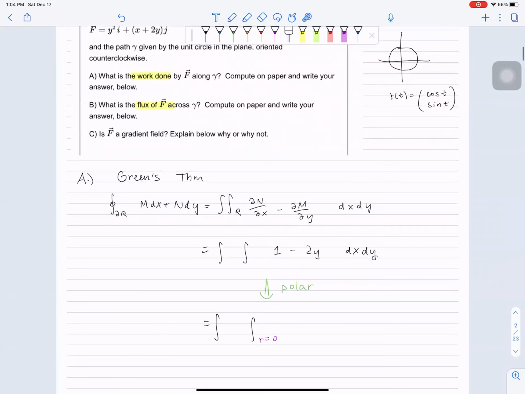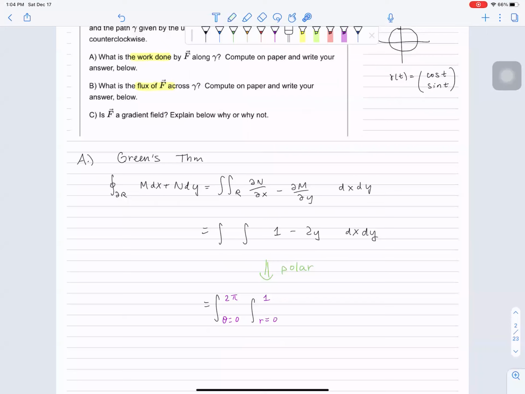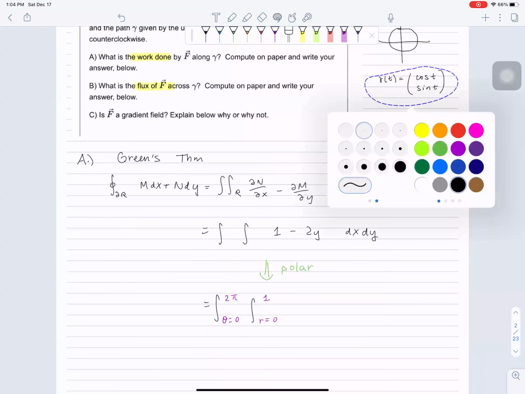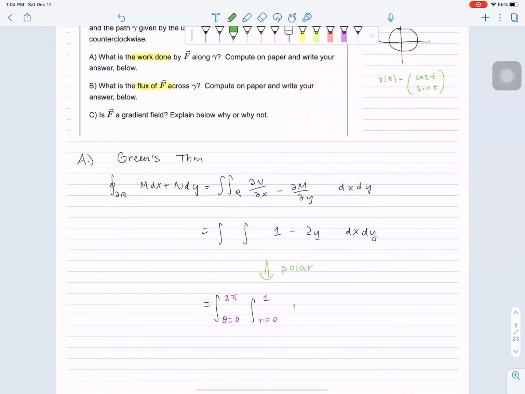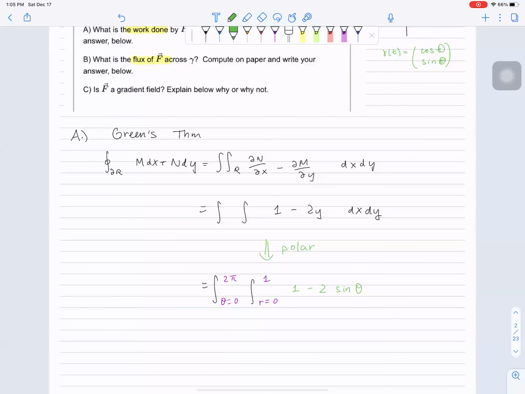Okay, and then second, I need to change my integrand. What is the parameterization I'm going to use for my circle? It's exactly this, which is cosine t, sine t. So when I substitute my parameterization into my integrand, I have 1 minus 2 times y. What is y? y is sine t, or I could say sine theta, if we like thetas instead. And the last thing I need to do is convert my differentials. The dx dy, when I convert to polar, becomes r dr d theta. And we want to be careful about the parentheses here.